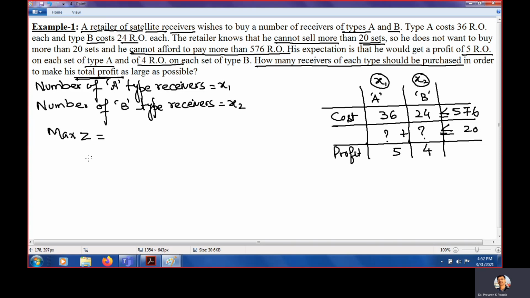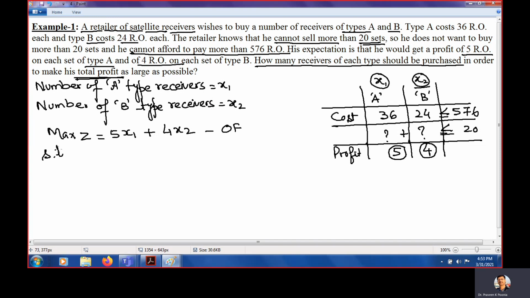Max Z equals to what? It will be related to cost. If the cost of one A type of receiver is 5, how many receivers? X1. So the cost will be 5x1 plus the profit on one B type of receiver is 4 real. Total how many receivers? X2. So it is 4x2. So this is the objective function.